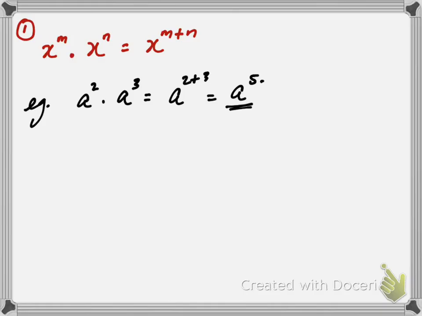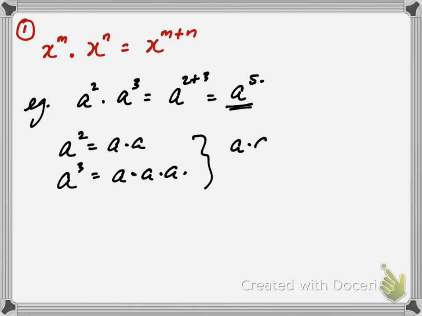Let's check. So a to the power 2 is a times a, and a to the power 3 is 3 of them. So if all of them are multiplied, you end up with 1, 2 from the first one, 1, 2, 3 from the second one, and you end up with a to the power 5. That actually makes sense. Let's do some examples.